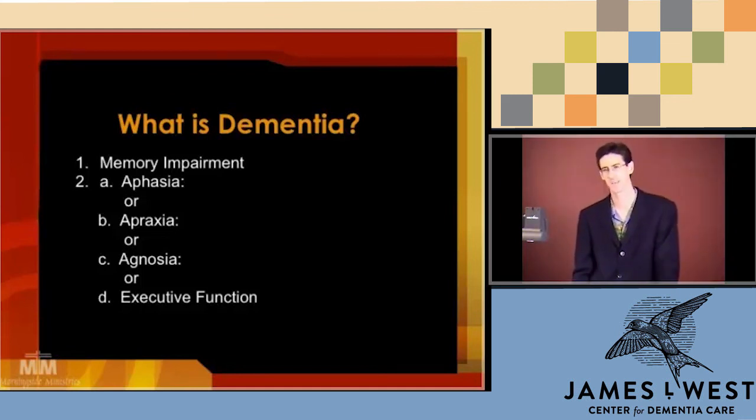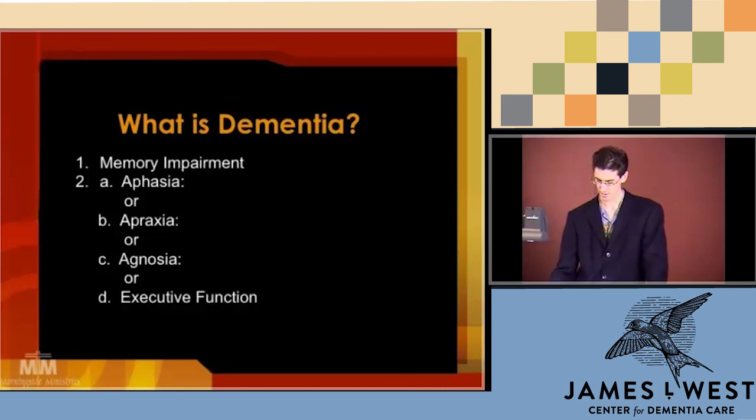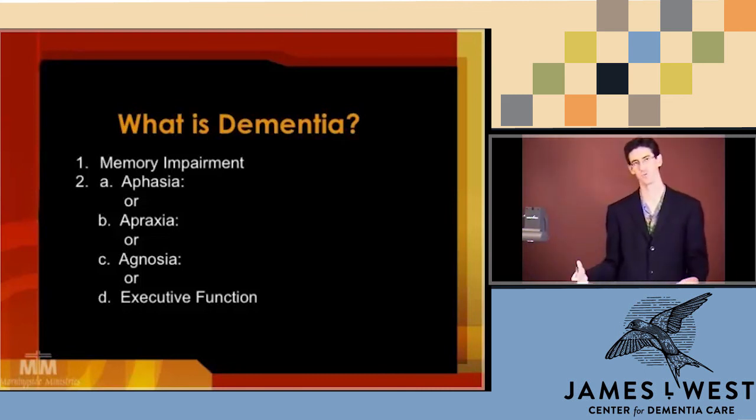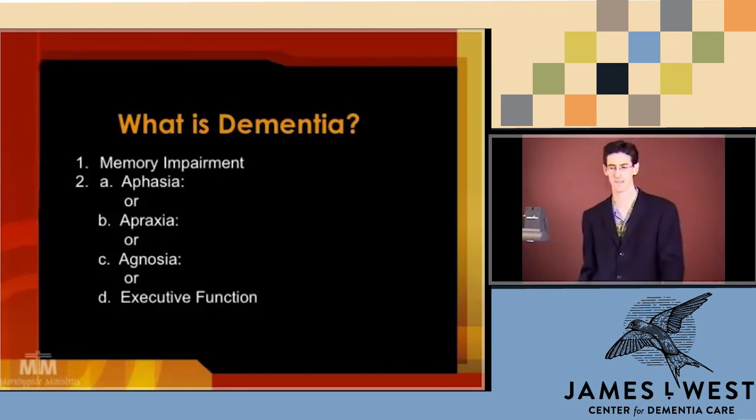Again, you can kind of think of it as problem-solving type abilities. And so, again, to be demented, you have to have memory impairment, and then you have to have one of these other four cognitive losses, either aphasia, apraxia, agnosia, or executive function impairment. And then finally, you have to have functional impairments, functional decline. And so functional decline is just that. It's you are no longer able to do the things that you used to do. You're no longer able to meet your self-care activities, your self-care needs.